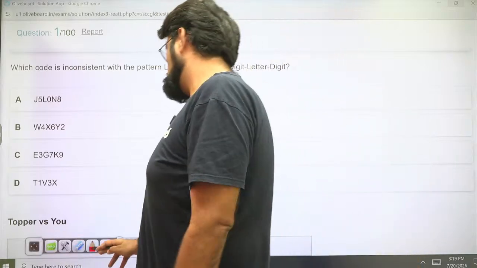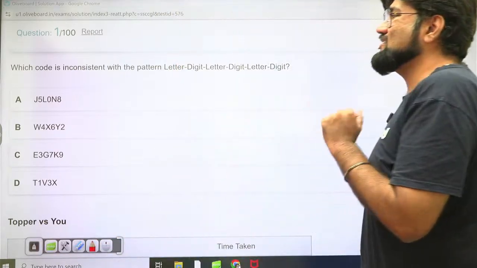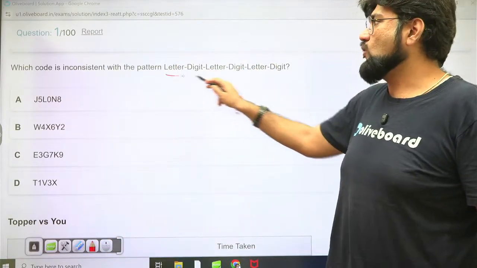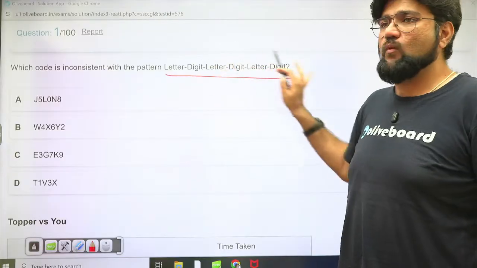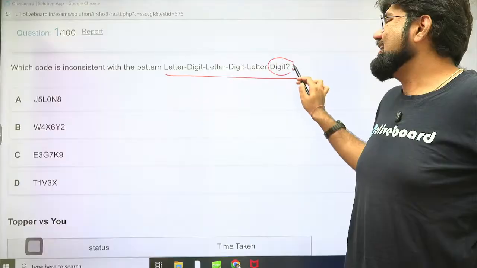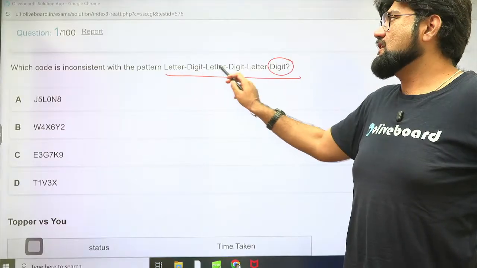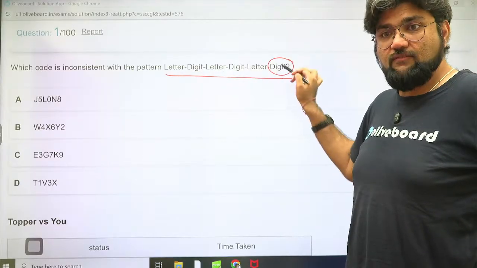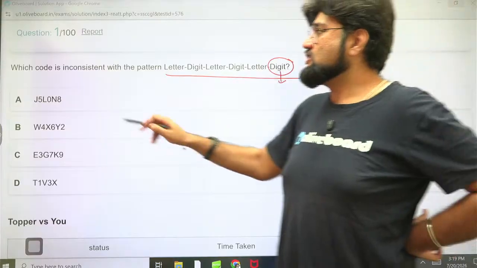Now, if you look at the very first question, it says which code is inconsistent. And throughout, what we have been doing is picking up one letter, mostly either the front or the back. At the back you see it's going to be letter, digit, letter, digit, letter, digit, but save time here. If the end is a digit, check for the end first.